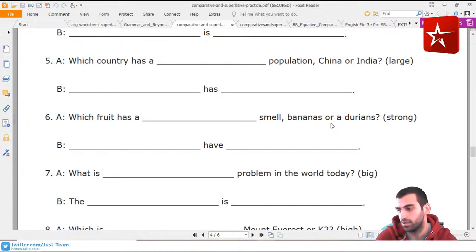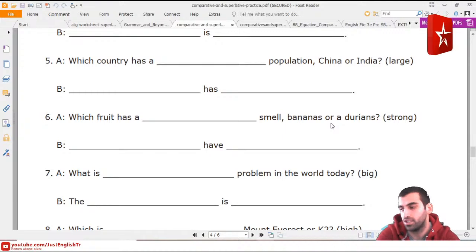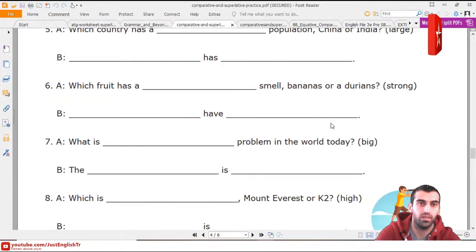Yes, your answer is correct, Azime. China has a larger population than India. That is the correct answer. Yes. China is larger, says Kadir Güç Bilmez. China is larger than India, not has. Okay. China is larger than India. You can say like this. China has a larger population than India.